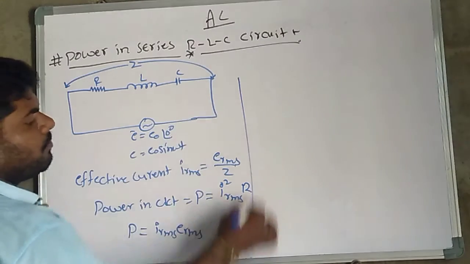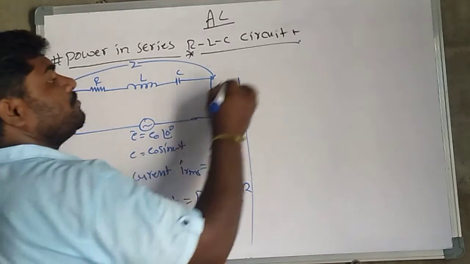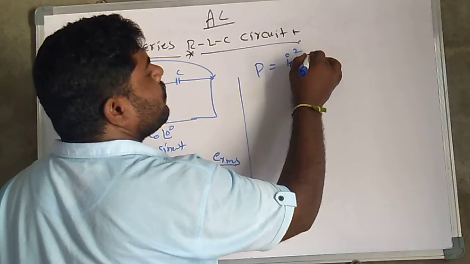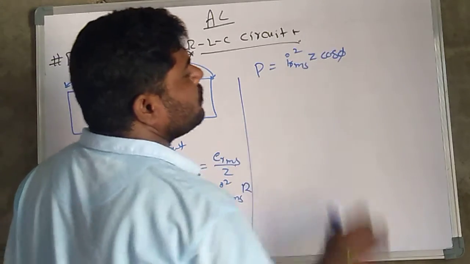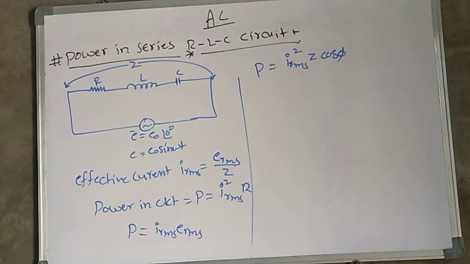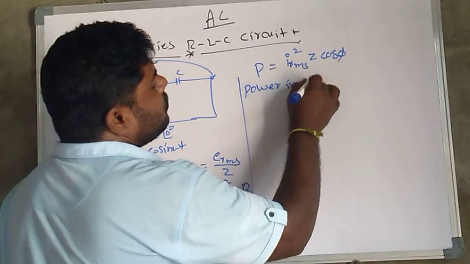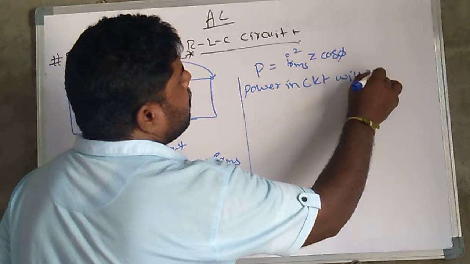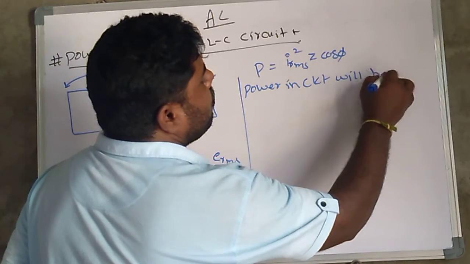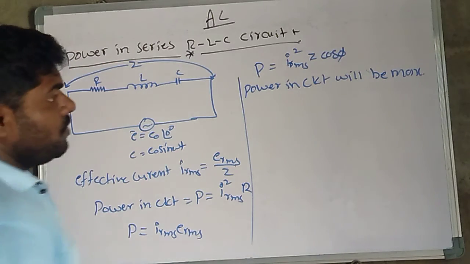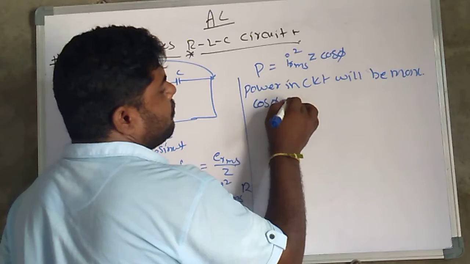Here the general formula for average power is I_RMS squared into Z into cos phi. The power in the circuit will be maximum when cos phi is equal to plus 1, that is, cos phi is equal to 1.